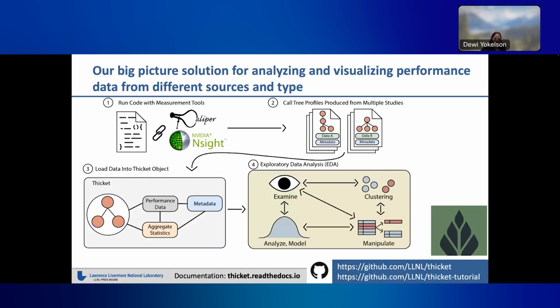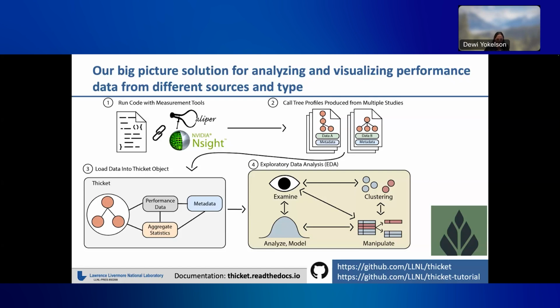So our big picture solution for this is here's sort of the flow that I mentioned. Step one is to run your code with these measurement tools, and those generate a certain type of output. That's step two, those call tree profiles. And then step three is loading that data into a Thicket object.